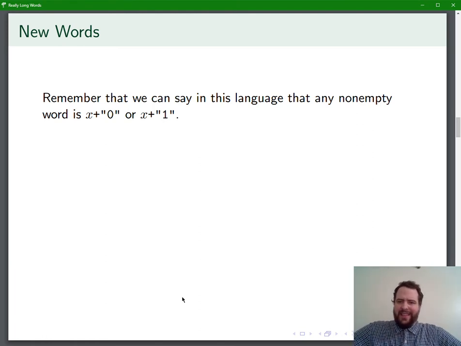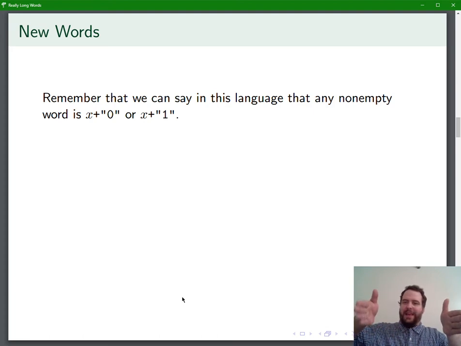And so let's think about this element C. Remember that we can say in this language that any non-empty word, and C had better not be the empty word, because there's only one empty word, and it certainly doesn't have any strict prefixes. Any non-empty word is going to be some shorter word plus 0 or some shorter word plus 1, right? With a 0 tacked onto the end, or a 1 tacked onto the end. And so what that means is that for our infinite word, we can cut off the last character, right?